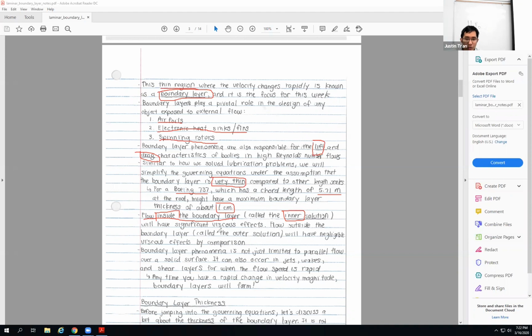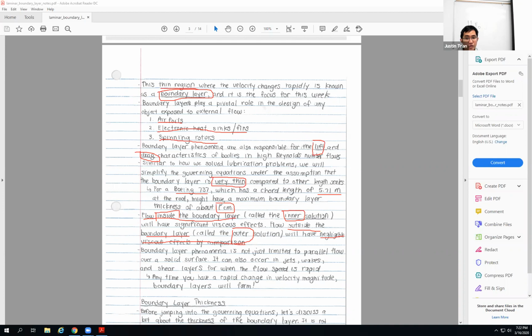And then outside the boundary layer, this is called the outer solution. In the outer solution, the viscous effects are going to be negligible. So we're not going to be dealing with the outer solution.